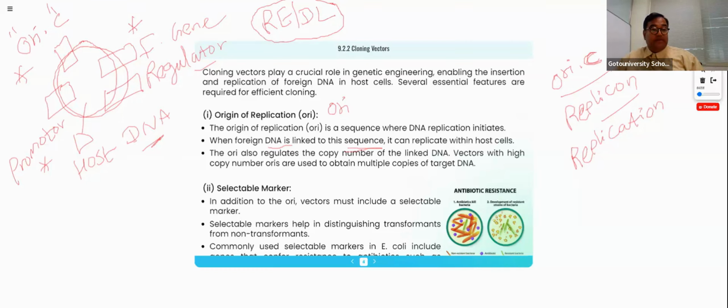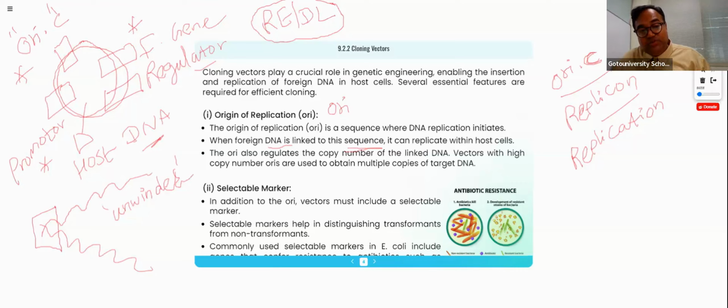Because the origin of replication facilitates the disassembly. For example, the double-stranded DNA facilitates the origin of replication to undergo unwinding. From the origin of replication, unwinding happens. Unwound DNA makes the new DNA synthesis. So this unwinding is initiated only from the origin of replication.